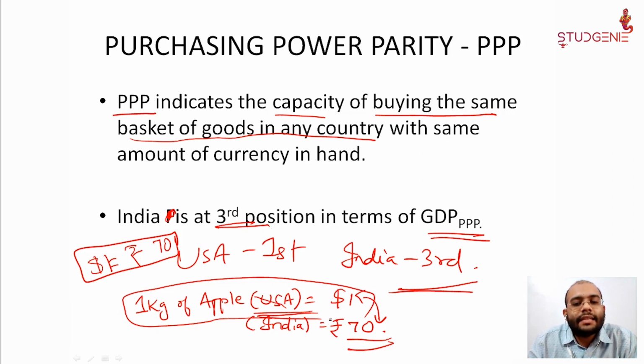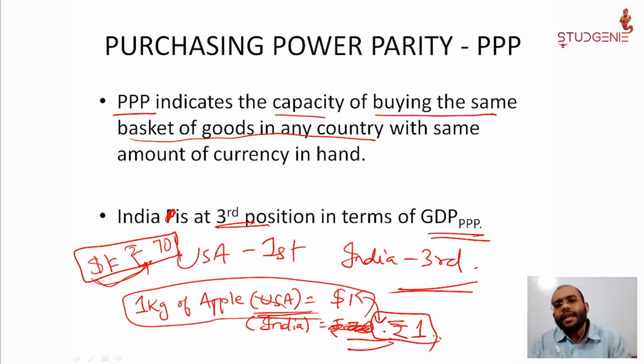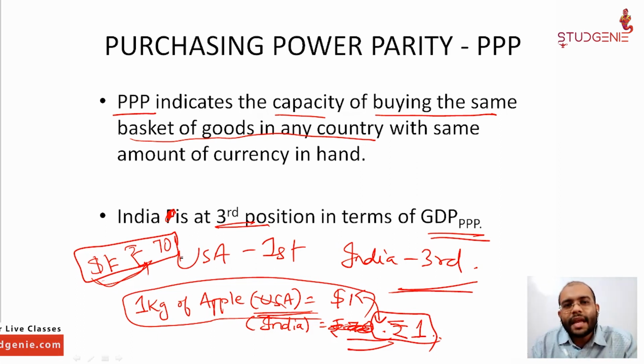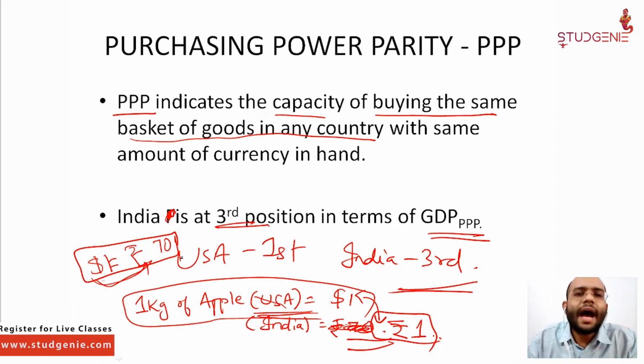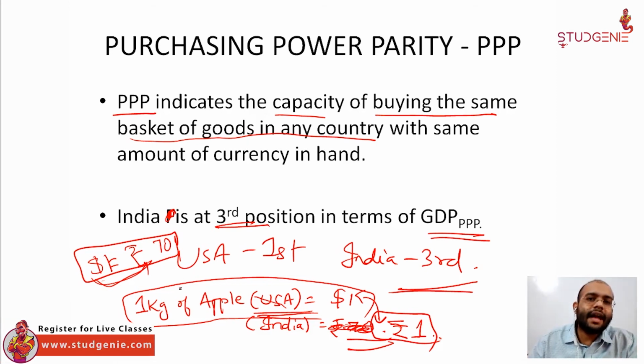If you are able to buy it at rupee 1 only, the nominal exchange rate and real exchange rate will not play a factor in triple P. If $1 buys 1 kg of apple, and 1 rupee buys 1 kg of apple, then your triple P rank will be higher. Therefore, it is said that it is cheaper to live in India. Indian lifestyle is cheaper in nature.